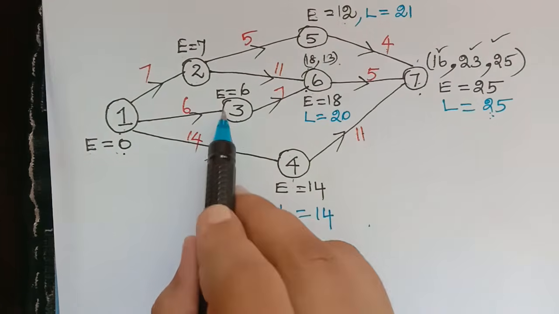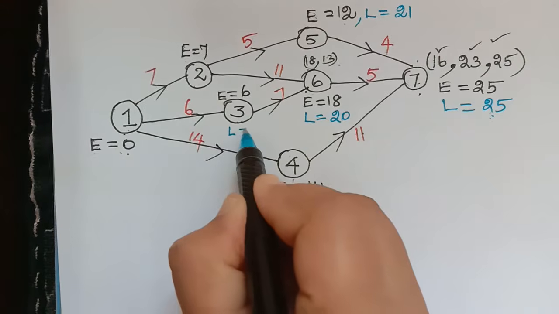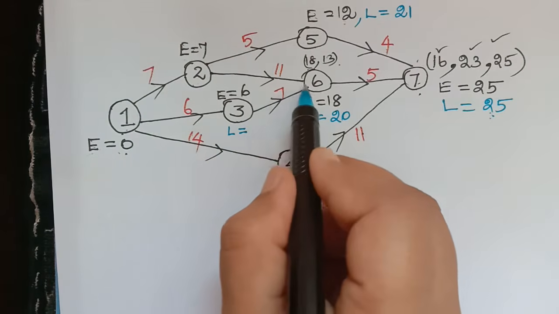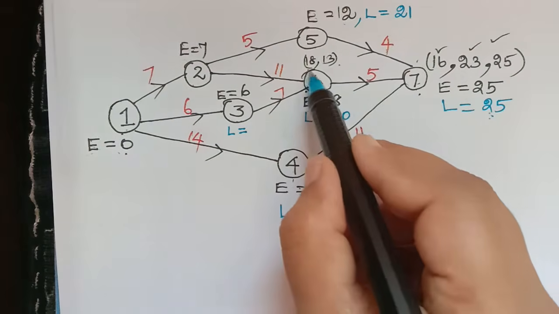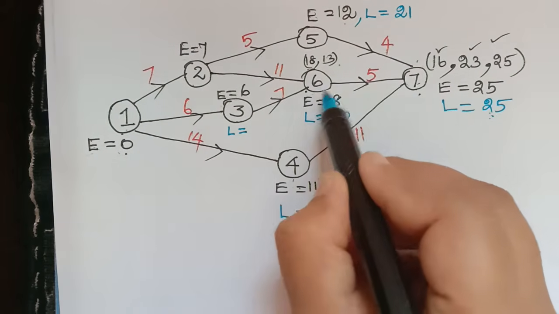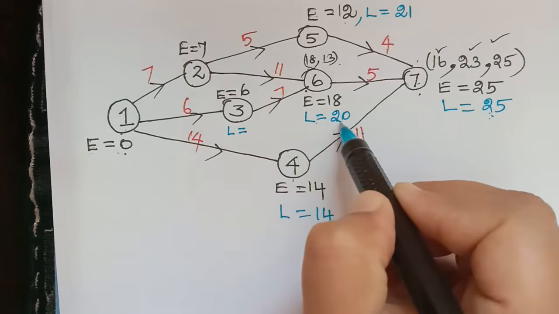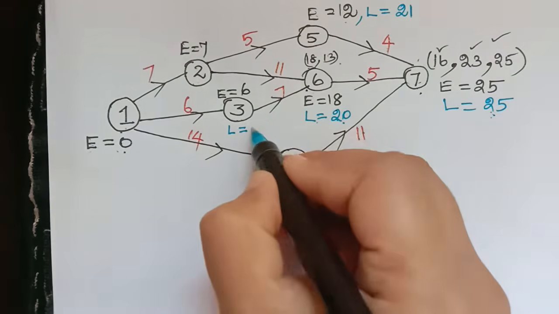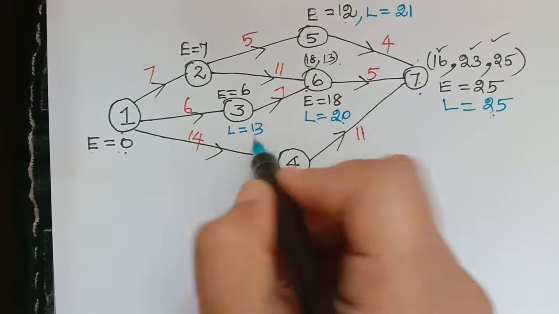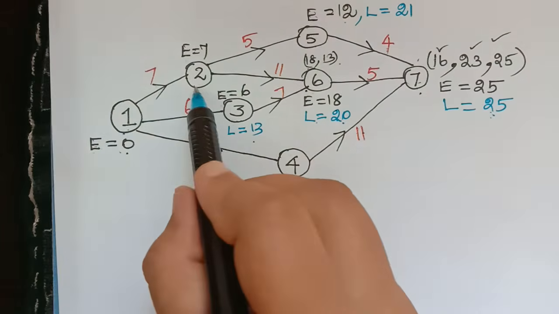And then we have the activity 3, for which there is only one activity emanating from the event 3. So the value of L for this event is 20. So we have to do 20 minus 7. And that value will be 13. So the value of L for 3 is 13. And then we have 2.